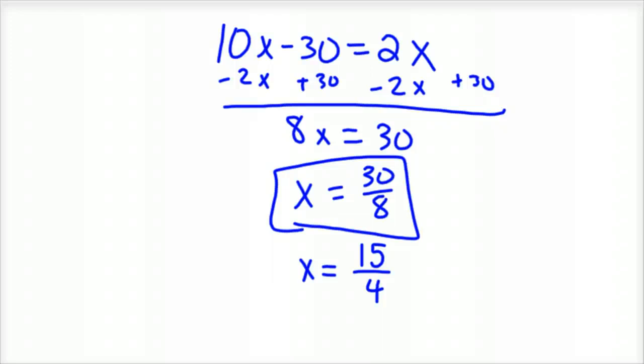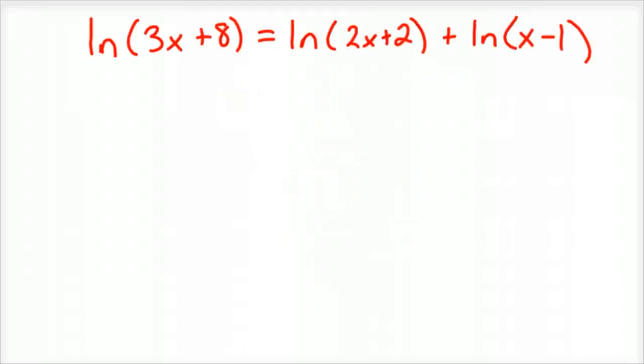So let's try one more. Okay, this one looks kind of nasty. Not gonna lie. So we've got natural log of 3x plus 8 equals natural log of 2x plus 2 plus natural log of x minus 1. So at this point, it'd be a good idea to maybe stop the video and see if you can do it. Maybe you can. Maybe you're that good, and that'd be wonderful.